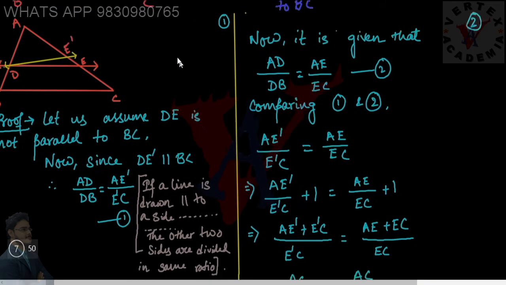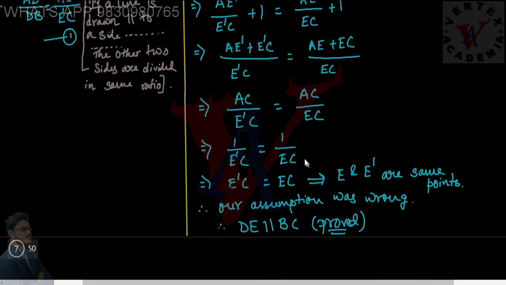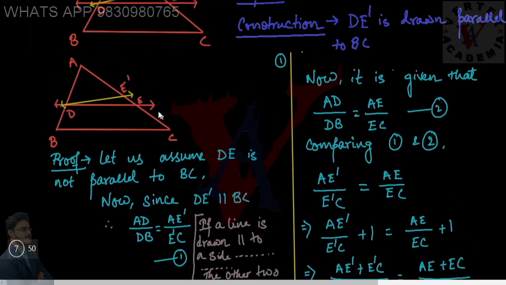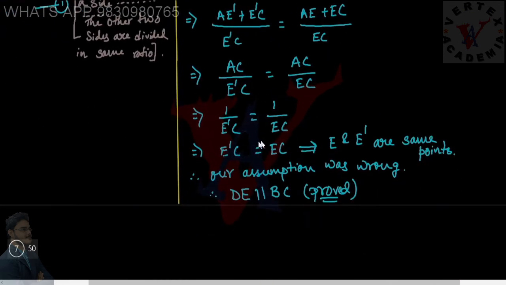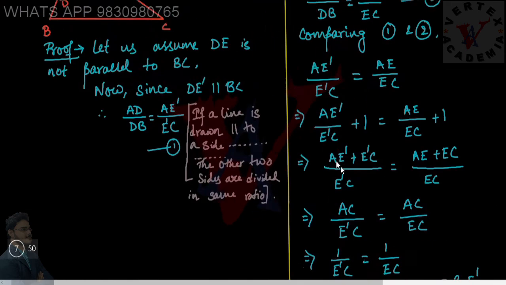Okay, so now you look here that we have finally come to a point where E dash C equals EC, which means that the lengths CE and CE dash are the same. Now this is only possible when E and E dash are the same points. Again listen, the values of CE and CE dash, which are the lengths of line segments on the same line segment AC, are the same. So CE and CE dash can only be the same when E and E dash are the same point, right?